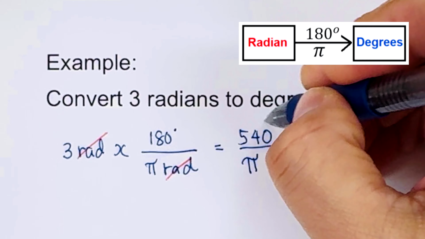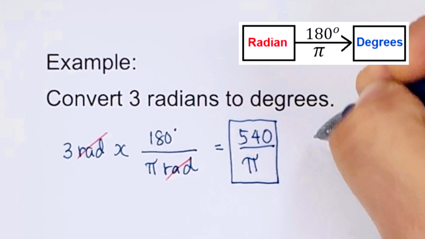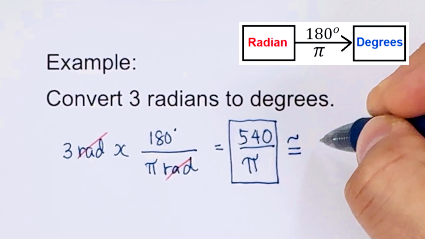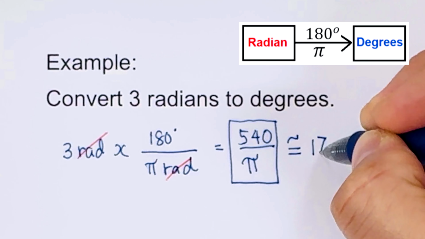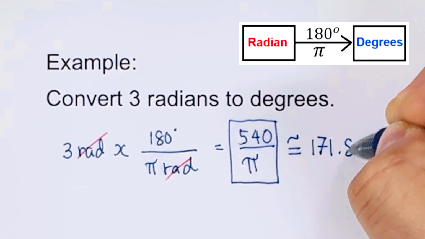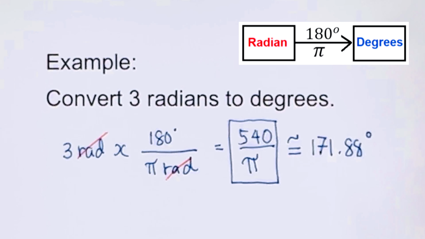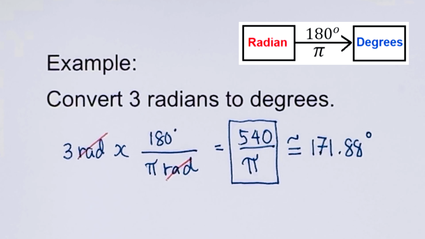Now, if we want to change this to decimal form, this would be approximately 171.88 degrees because pi is approximately 3.1416. So those are the examples on changing degrees to radians and radians to degrees.